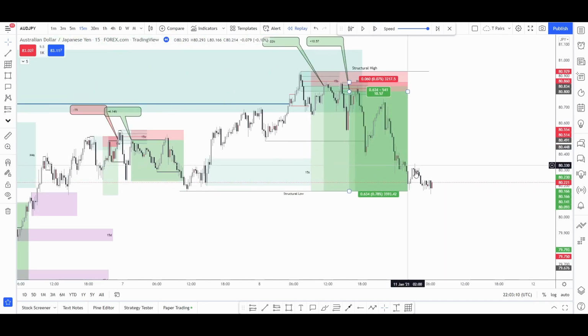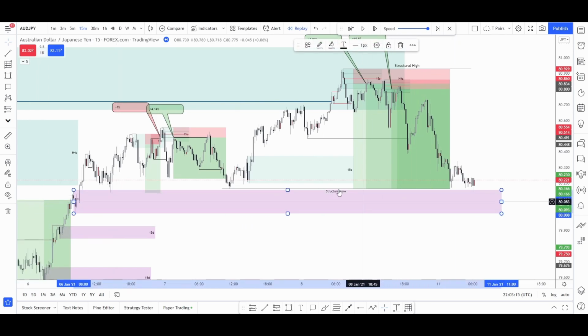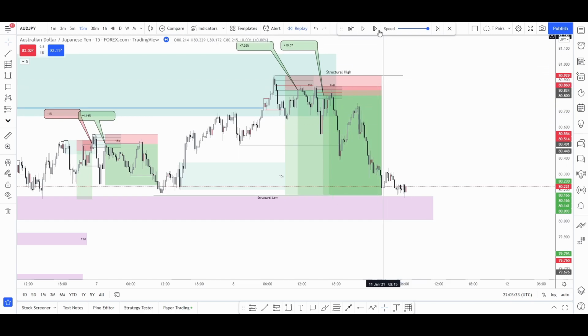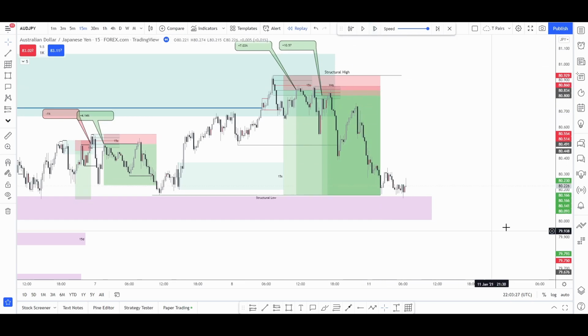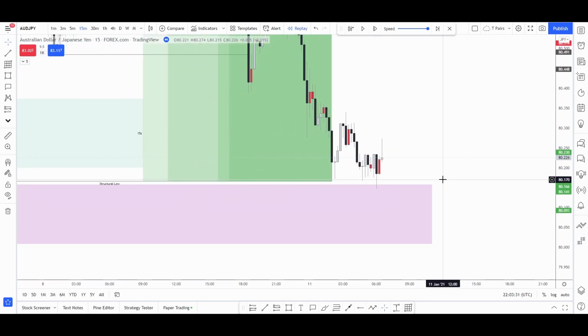So, right, what can we look for next? We are looking at potentially this area here, which was a 15-minute demand. So let's look for some sort of reversal pattern here, if we can get one. Have we had anything happen? We have had a break. Yep, there's a break. Where's the most recent high?